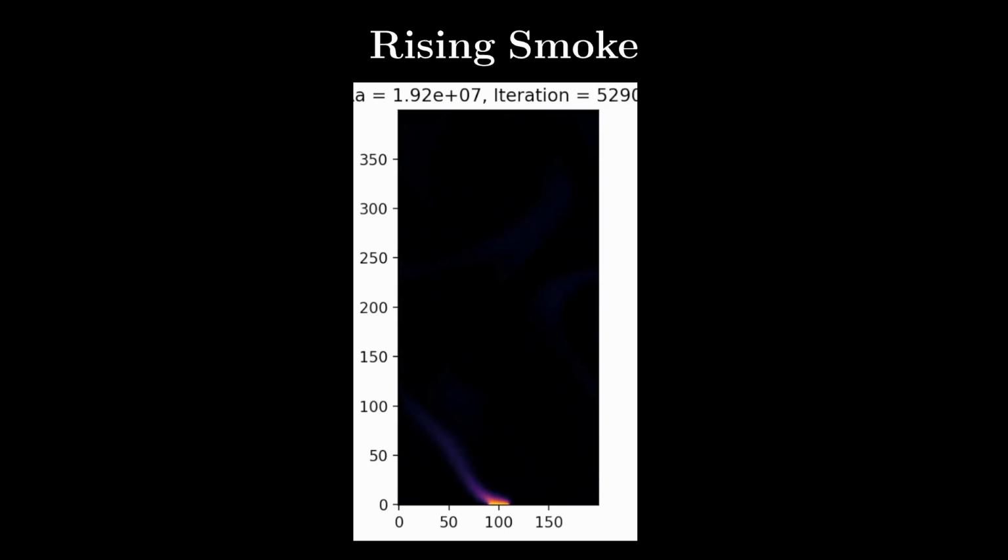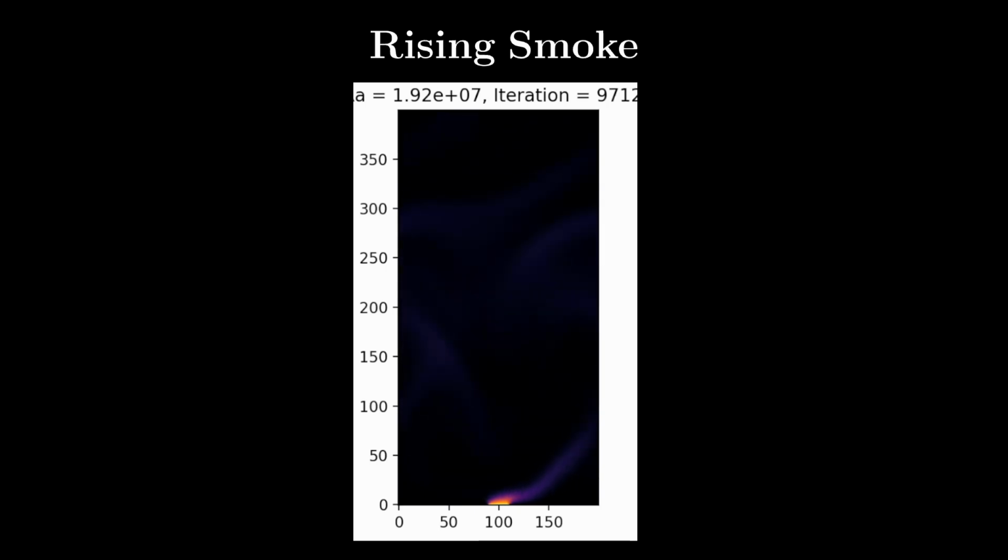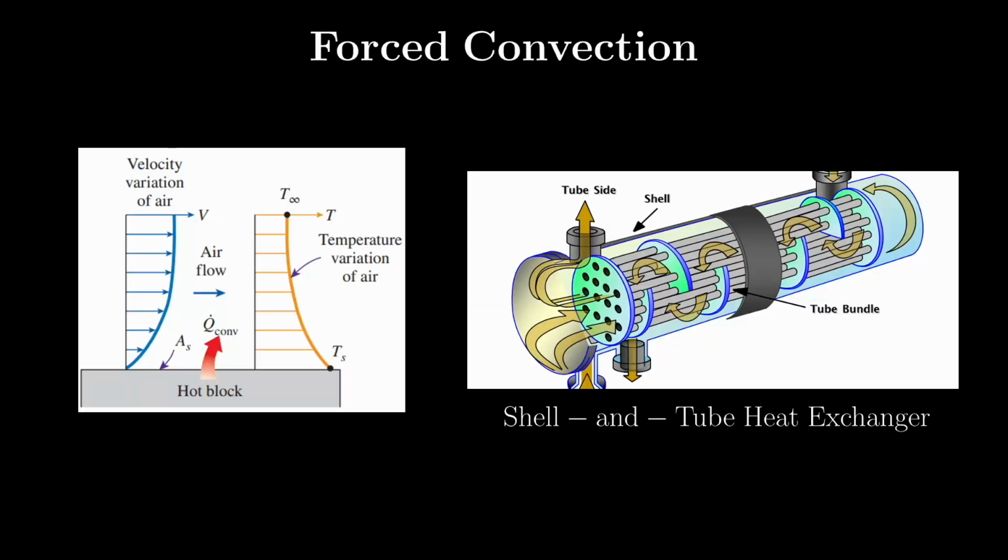Similar to the rising bubble, we see that smoke rises steadily with turbulence caused by random noise in the small temperature source. Even more interesting is the case of forced convection. By placing heated geometries into a wind tunnel of cool, moving fluid, we can simulate the cooling mechanisms used in real-world shell and tube heat exchangers.